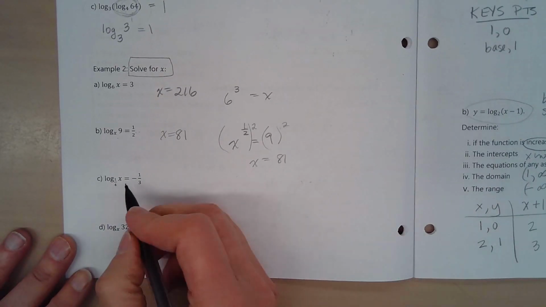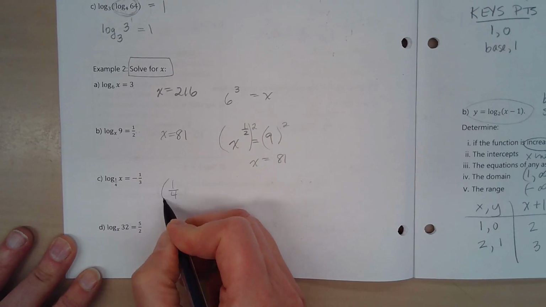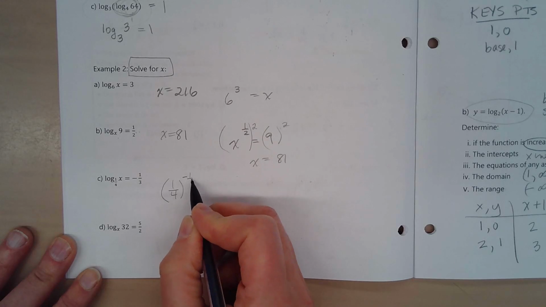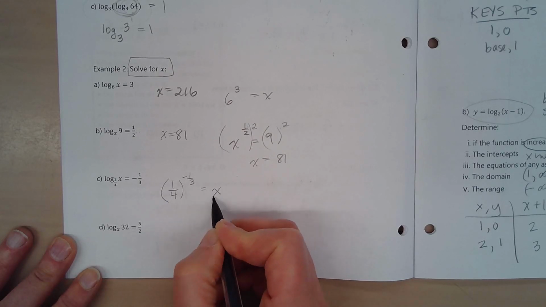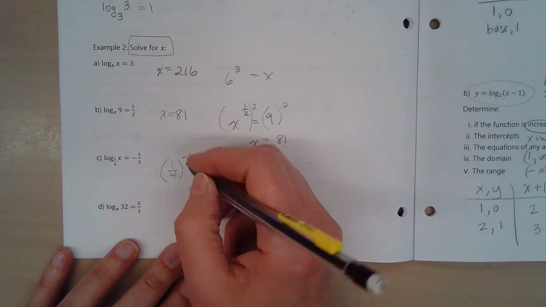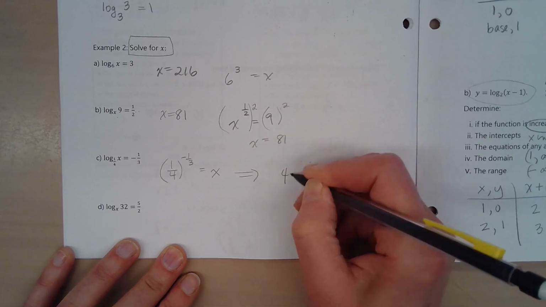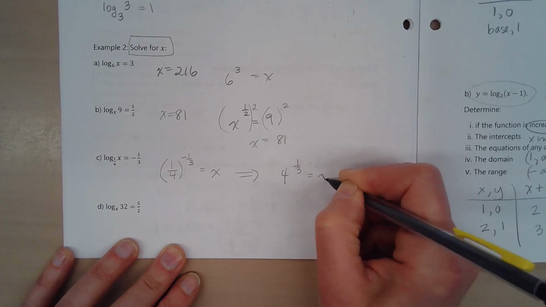Okay, this is a tougher one, right? I would have to write the base down, then write the exponent, and that's going to give me my x. All right. So now what do I do? I have a negative exponent. I can't proceed with a negative exponent. So how do I make a negative exponent positive? Take the reciprocal of the base, right? The reciprocal of the base. So that gives me 4 to the 1/3 equals x. Agreed?